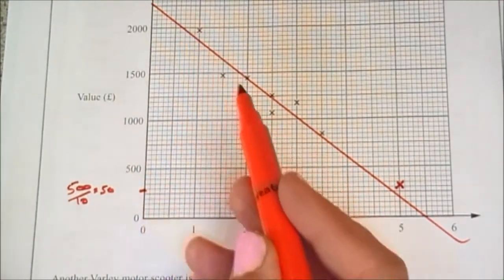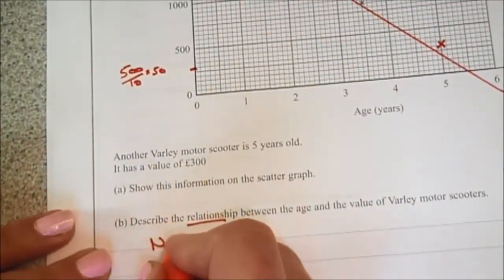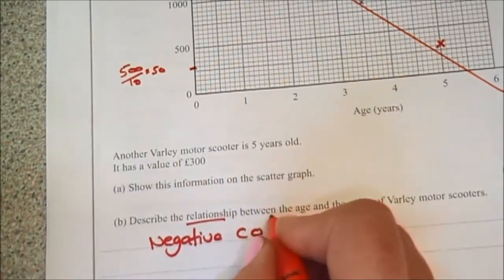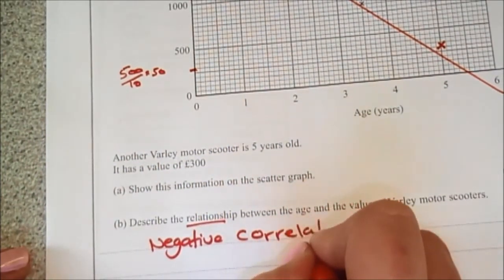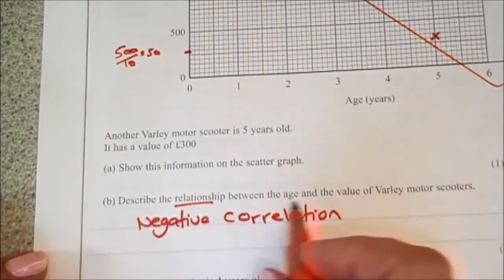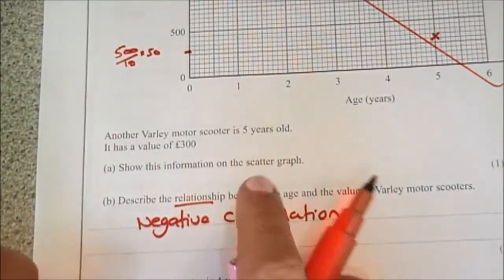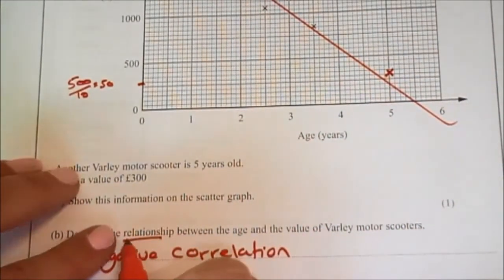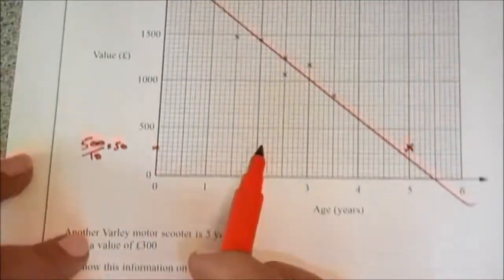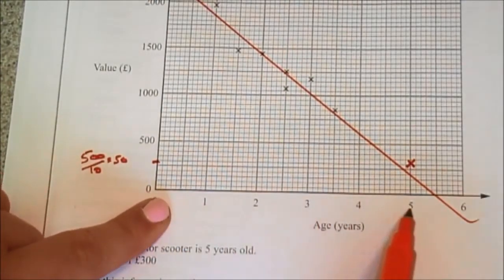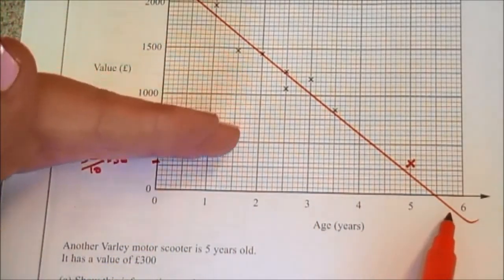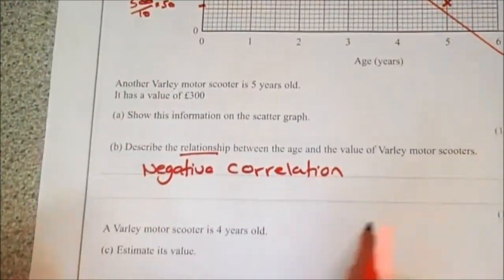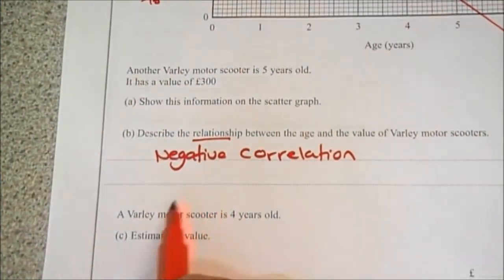Describe the relationship. Well, it's downhill, so it's negative correlation. And the word correlation is important. The word negative doesn't mean an awful lot without the word correlation. So to get a mark, you would need to say negative correlation. And if you were to go into further detail about the relationship, then the relationship is as the age increases, the value decreases. So the greater the age, the less the value. That's worth 1 mark.